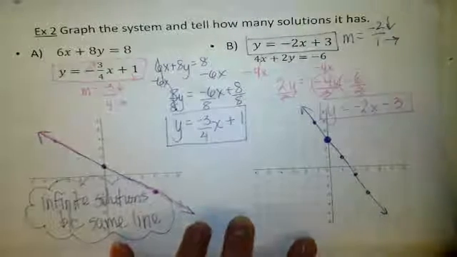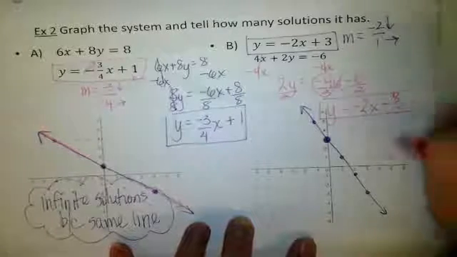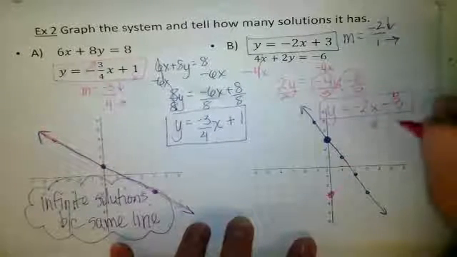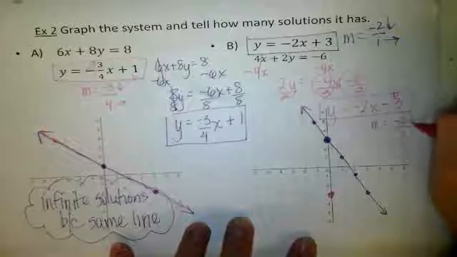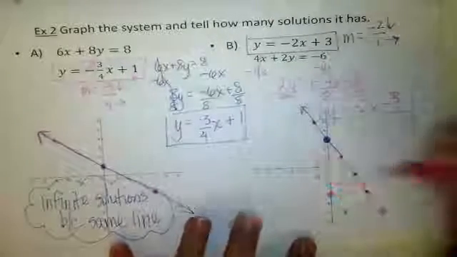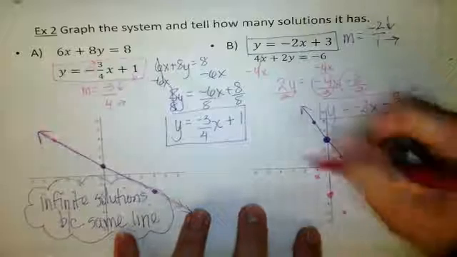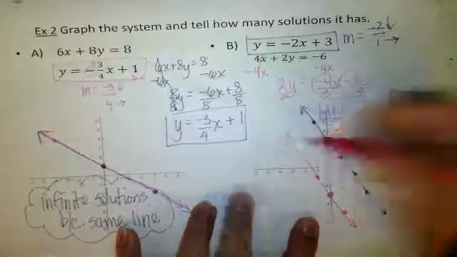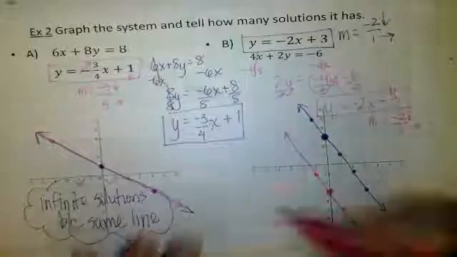So where do I begin? At -3. And the slope is down 2, right 1. Down. What are these lines? Parallel lines. So do they intersect? No. So what's the answer? No solution. Why?